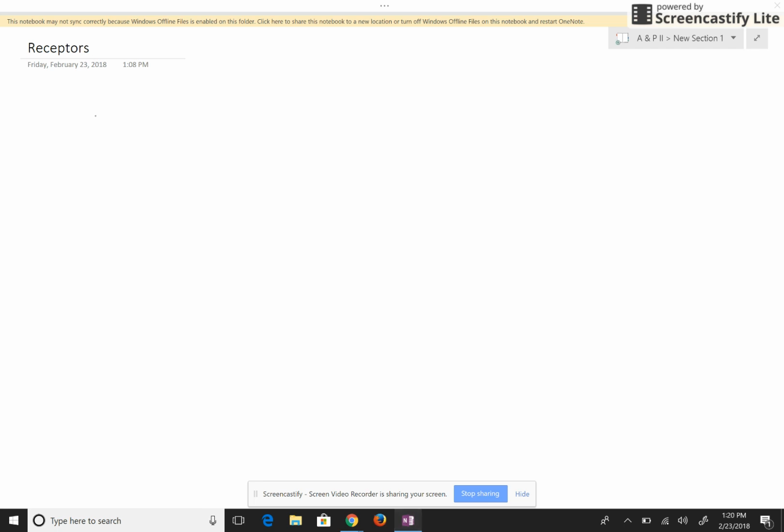Okay, there are two types of receptors we want to look at: baroreceptors and chemoreceptors. Baroreceptors are going to detect stretch.